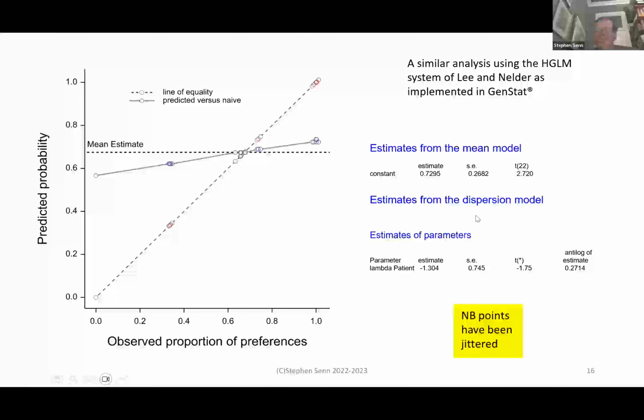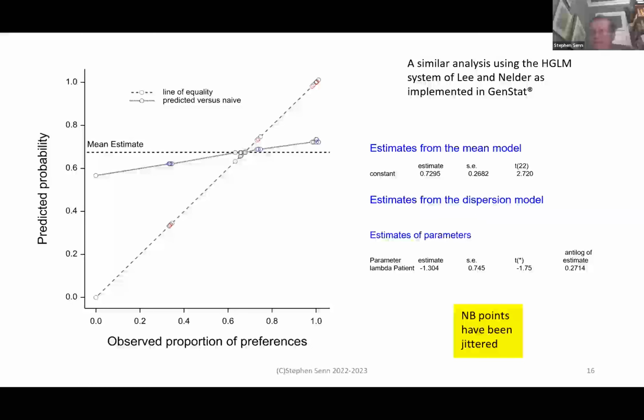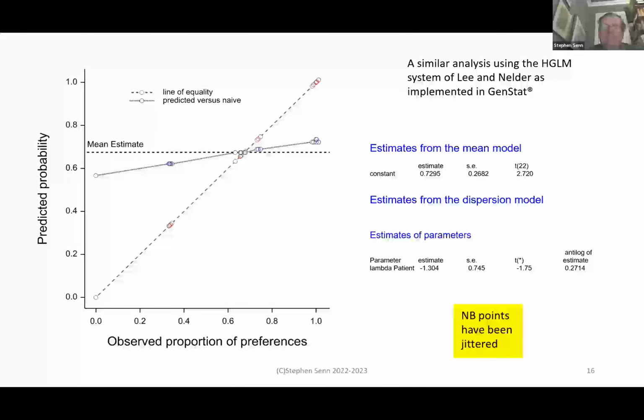This is the same thing in GenStat, but using the HGLM approach of Lee and Nelder. Here I've also plotted the points on the line of equality, so you can see them. And this is the shrinkage line. You can see that the estimates are fairly similar to what we had before, but the system is slightly different.